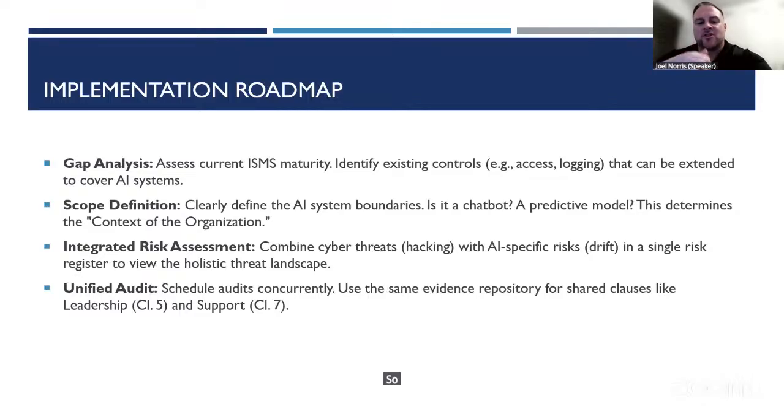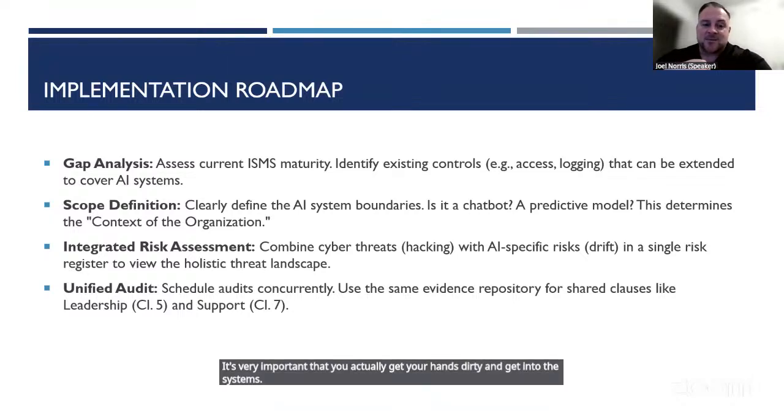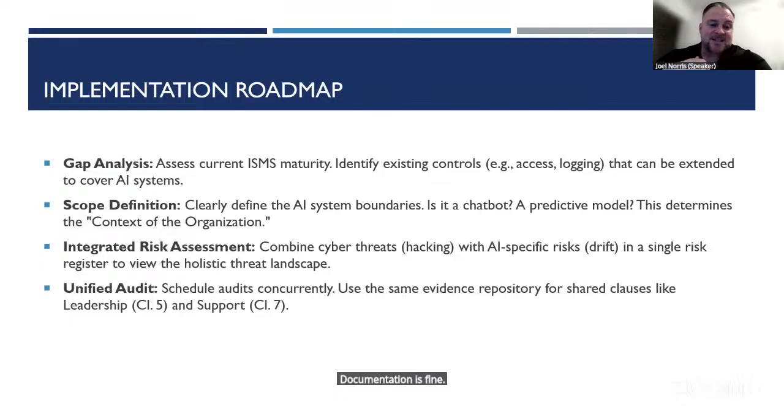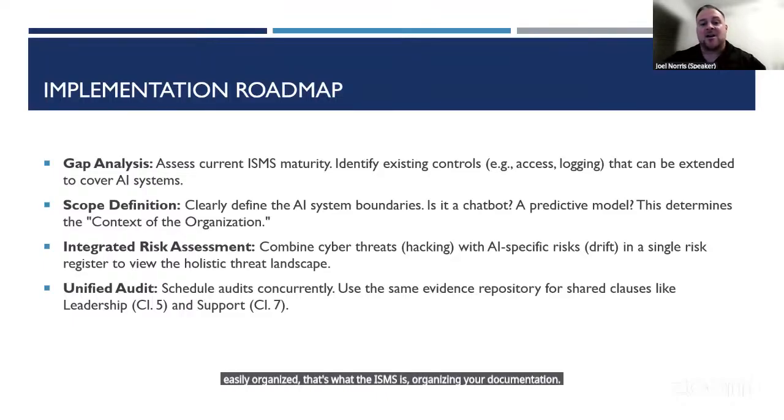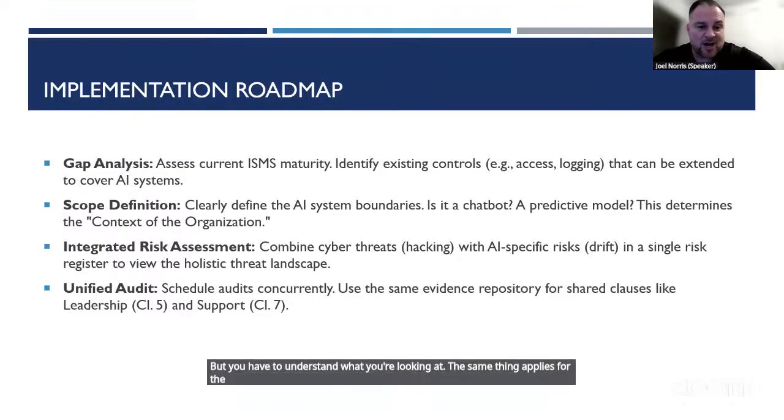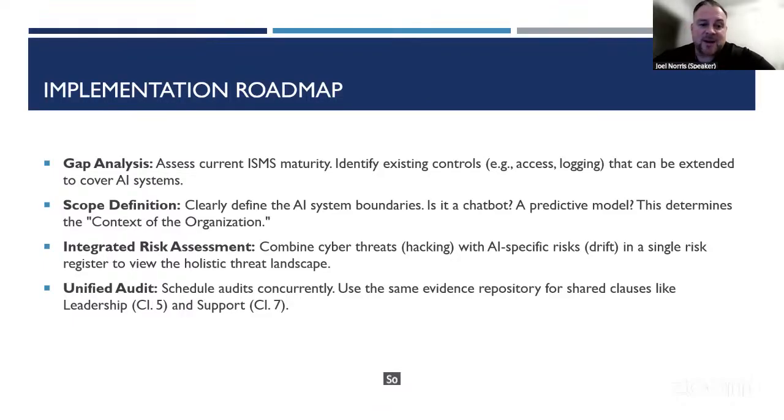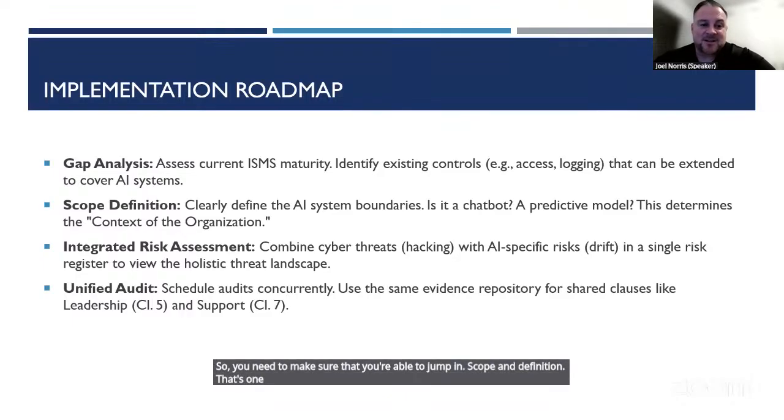So as an auditor, it's very important that you actually get your hands dirty and get into the systems. Documentation is fine. The ISMS allows it to be very easily organized. That's what the ISMS is: organizing your documentation before an audit comes in so you can do it in minimal time. But you have to understand what you're looking at. The same thing applies for 42001. So you need to make sure that you're able to jump in. Scope and definition is one of the next big topics.